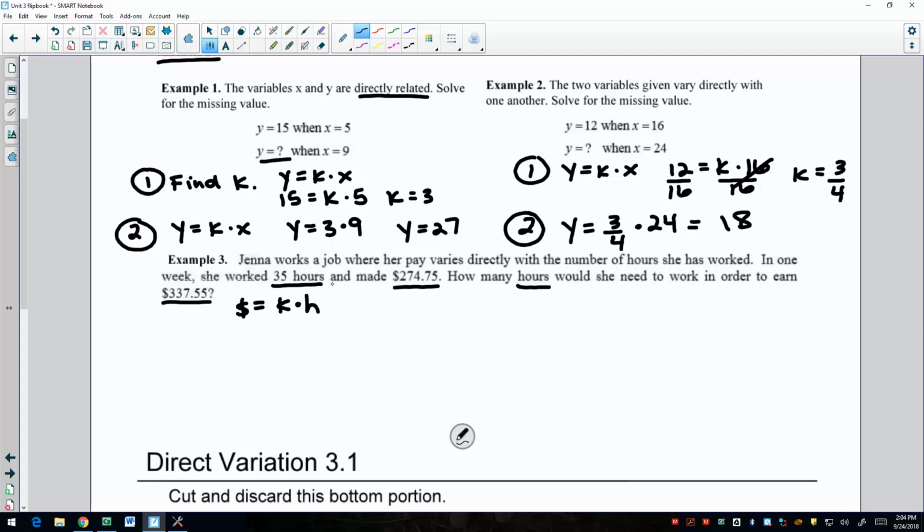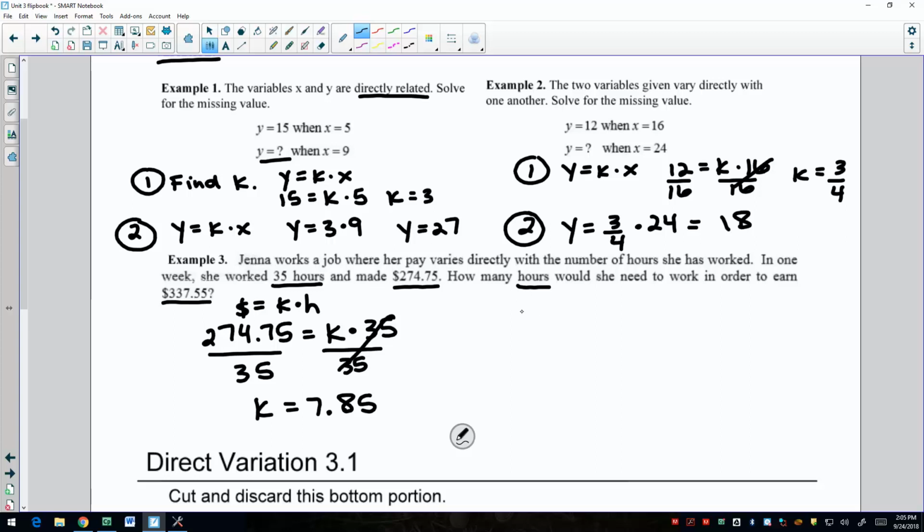So we can figure out our constant k because we know how much she made when she worked 35 hours. So you're basically trying to figure out her hourly rate. So she made $274.75. We don't know her hourly rate yet, but we know that she worked for 35 hours. So now when you solve for k, you're going to divide the 35 over to the other side, and it turns out to be $7.85.